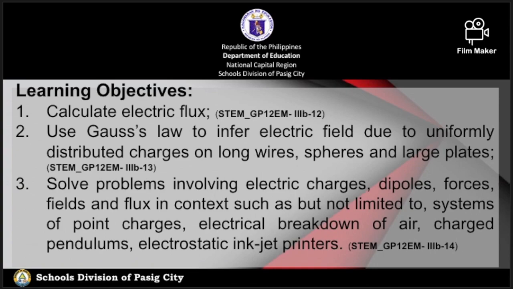And lastly, solve problems involving electric charges, dipoles, forces, fields, and flux in contexts such as, but not limited to, systems of point charges, electrical breakdown of air, charged pendulums, electrostatic inkjet printers.